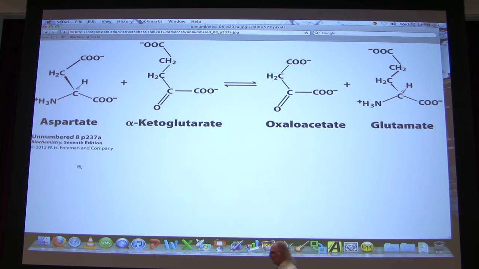Transaminase, T-R-A-N-S-A-M-I-N-A-S-E. Transaminases are interesting enzymes in that they catalyze reactions that move an amine from one molecule and put it onto, in the place of an oxygen on another molecule. And the oxygen on the other molecule is moved back to the amine of the first molecule. Right? So there's literally a swapping that's happening of the amine and the oxygen.